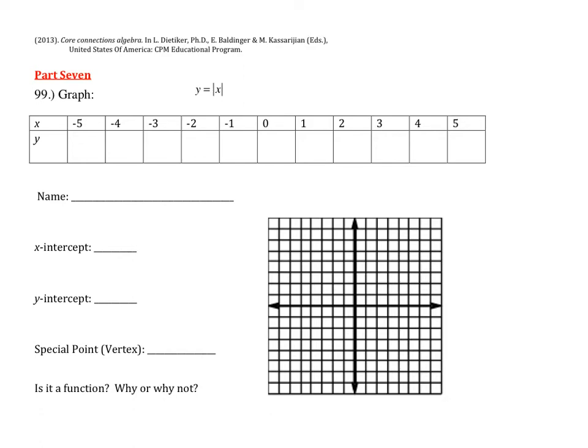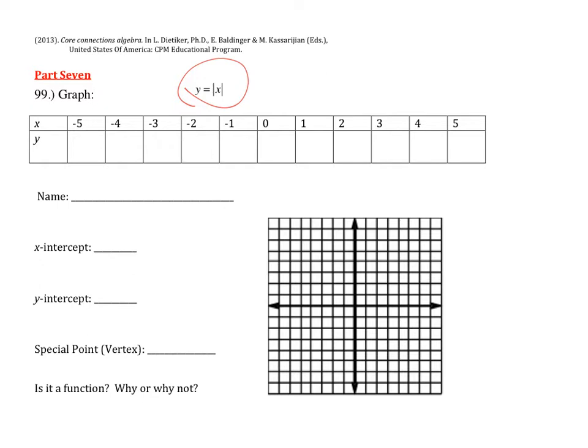In Chapter 4, Part 7, we are going to look at absolute value, and we're just going to start with number 99 with graphing. So we are given the absolute value function. Remember, anything in absolute value is going to be a positive number, or 0. It's the distance from any number to 0 on the number line.